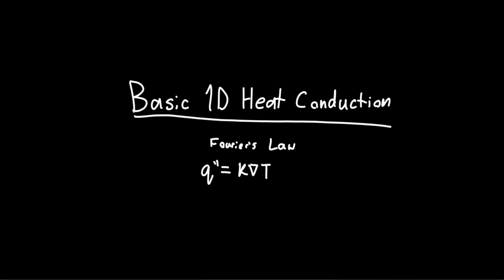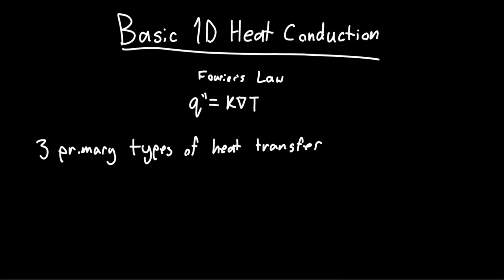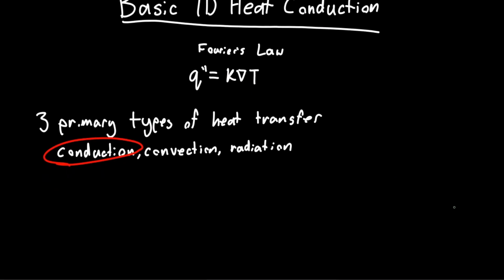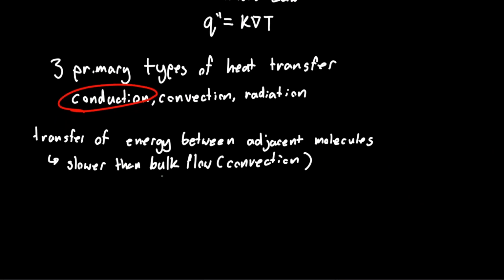Alright, so this is my video on basic 1D heat conduction and Fourier's law. First, let's talk about the three primary methods of heat transfer, which include conduction, convection, and radiation, and we'll be focusing on conduction. So conduction is defined as the transfer of energy between adjacent molecules, and it is slower than bulk flow or convection, which we will touch on in a later video.